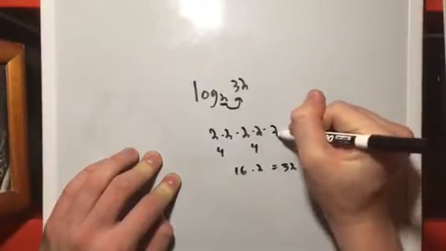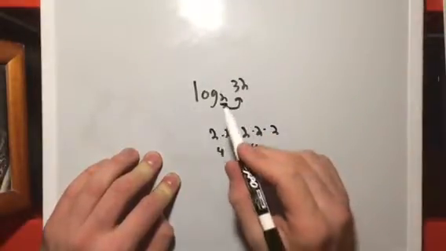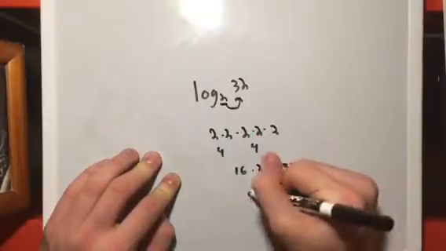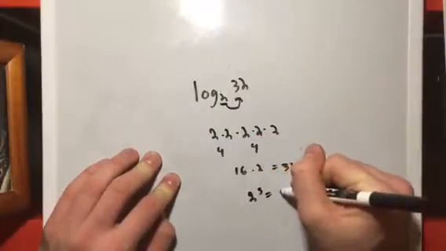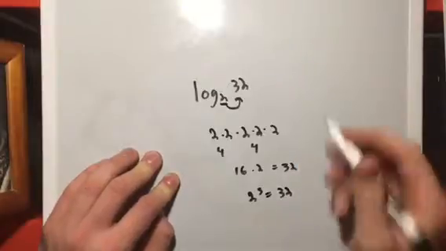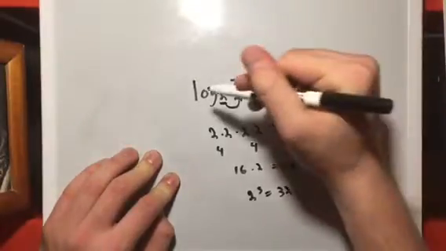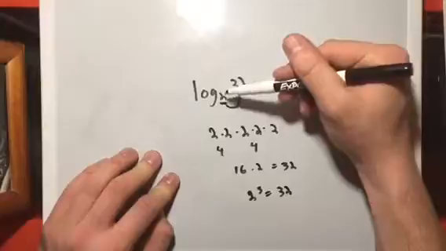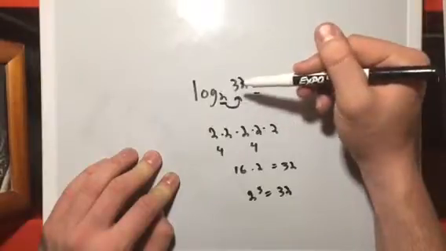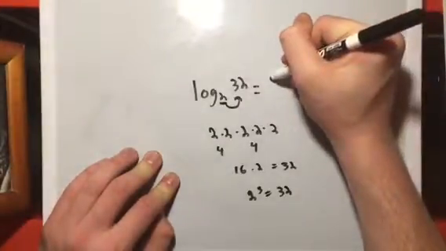So we can add on another 2 right here. So that was 5 twos. So 2 to the power of 5 equals 32. So log base 2 of 32 equals 5. Our answer right here would be 5.